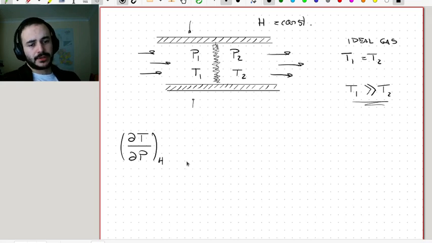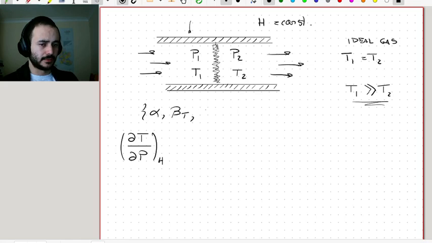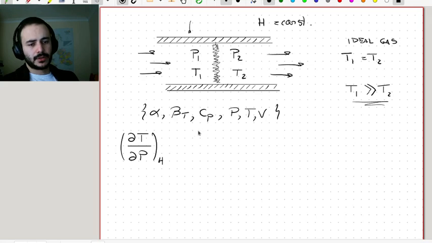And the first thing we would need to do to reduce this derivative, and remember, by reducing the derivative, I mean I want to express this thing in terms of readily available coefficients. For instance, alpha, the coefficient of thermal expansion, the isothermal compressibility, the heat capacity at constant pressure, and the thermodynamic variables themselves, okay? So let's try to do that. We know that the first step would be to try and get this potential to the numerator, okay? So how do we do that?